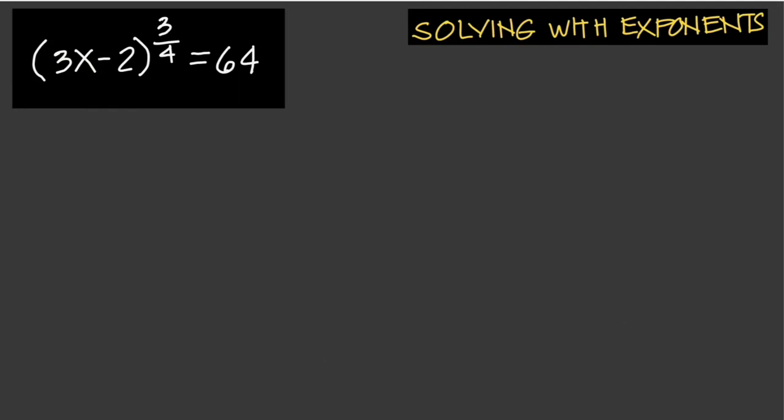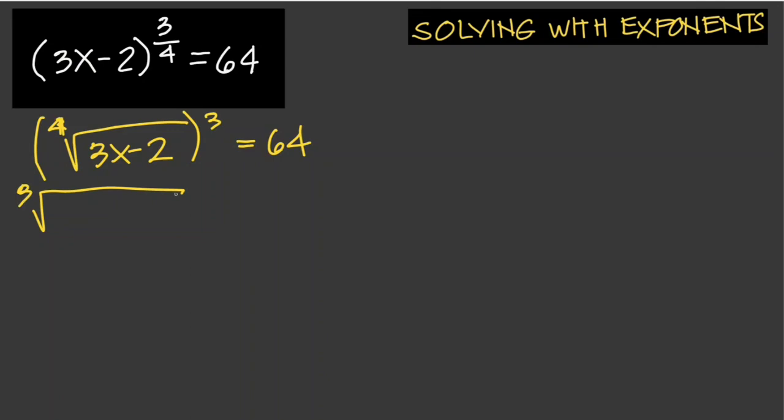Okay, let's try another example here. So what if we're given 3x minus 2 to the power of 3/4 equals 64? First, we will write the radical expression. So we can write this as the fourth root of 3x minus 2 to the power of 3 equals 64, and then we clear exponents by getting the root, so the cube root of both sides.